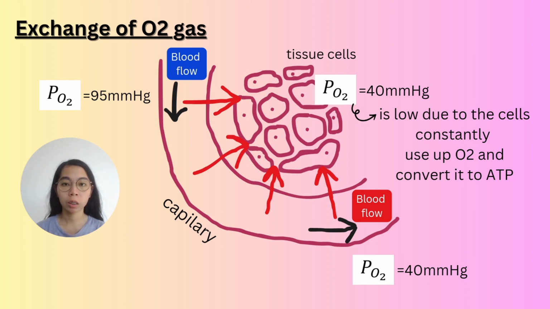Next, we will talk about the exchange of oxygen gas in the internal respiration. The oxygen that is freshly transported from our lungs through the heart causes the partial pressure of oxygen to be high in the capillary, while in the tissue cells the partial pressure of oxygen is low, which is 40 mmHg. This is because the cells constantly use up the oxygen and convert it to ATP. After the oxygen diffuses from the capillary into the tissue cells, it will decrease from 95 mmHg to the final 40 mmHg.